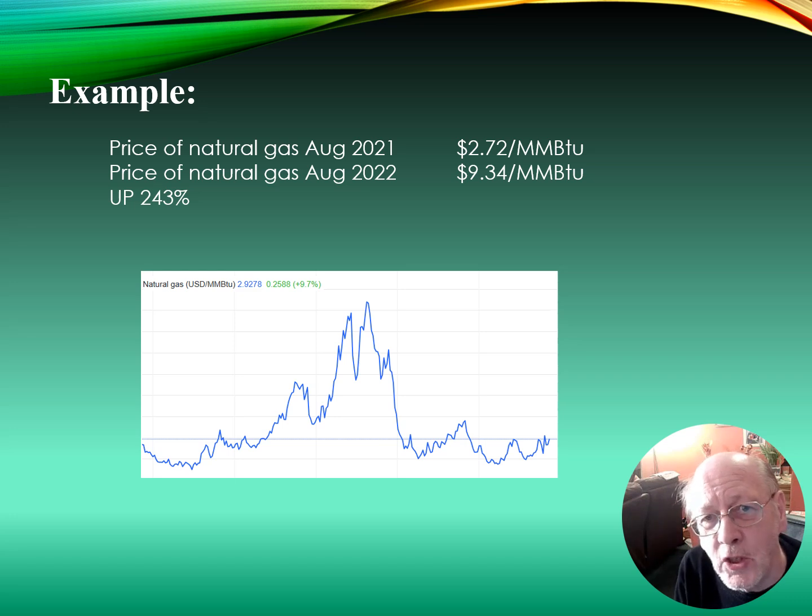So in 2022, President Putin decided he wanted to invade Ukraine, and Russia is a huge producer of natural gas. So between August 2021 and August 2022, the price of gas went up from $2.72 MMBTU, don't ask me what that stands for because I don't know, in 2021. A year later, it was $9.34. So that is an increase in price of 243%. So now we're going to look at world natural gas supplies a little bit later.